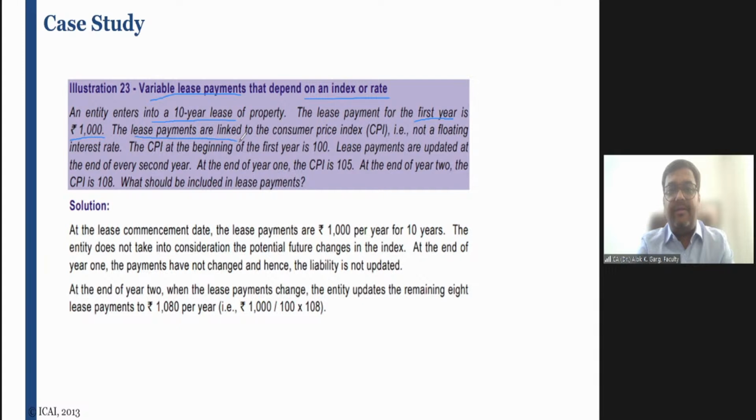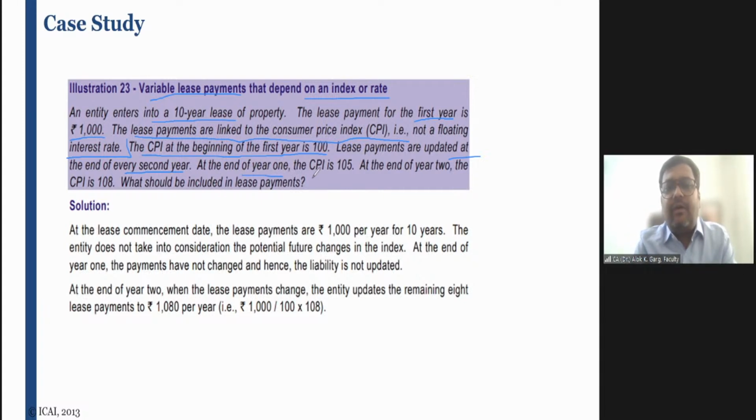The lease payments are linked to the consumer price index. That is not a floating interest rate. So it is depending on a consumer price index. If the consumer price index is increasing, the payment will also increase. The CPI at the beginning of the first year is 100. Lease payments are updated at the end of every second year. And this increase is effected at the end of every second year. So it means for a block of 2 years, the lease rent will remain the same.